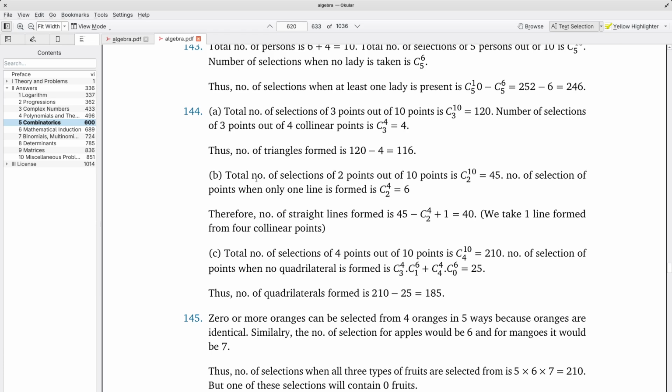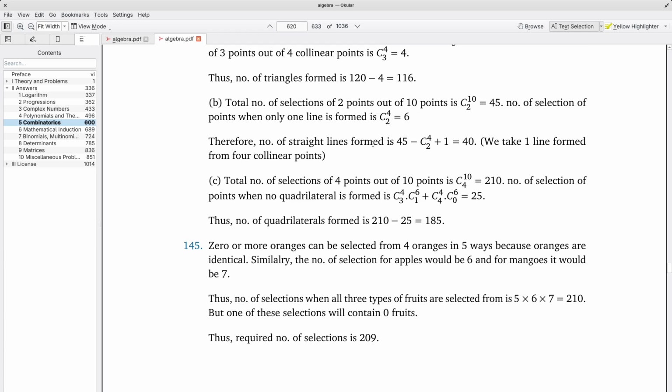Now for the straight lines, the total number of selections of 2 points out of 10 points is 10C2, that is 45. The number of selections of points when only one line is formed is 4C2, which is equal to 6. So the total number of straight lines formed is 45 minus 4C2, that is 6, plus 1. So we have got 40.